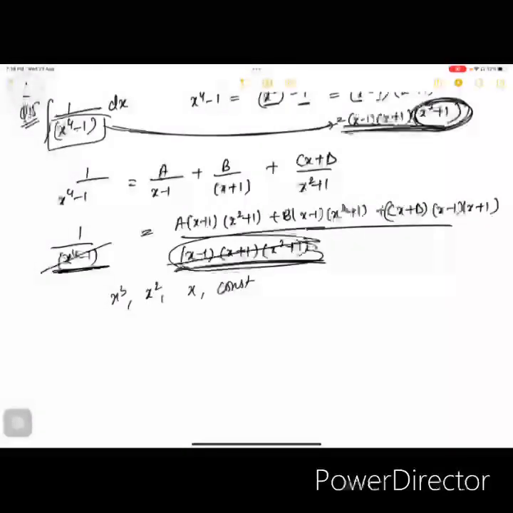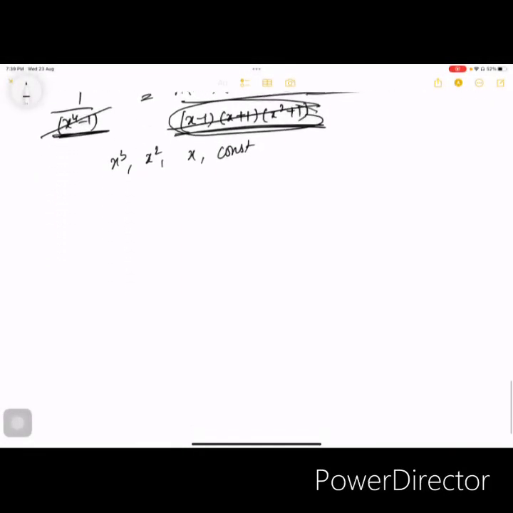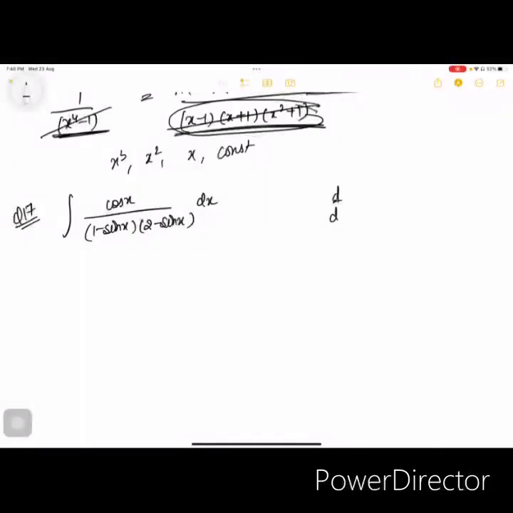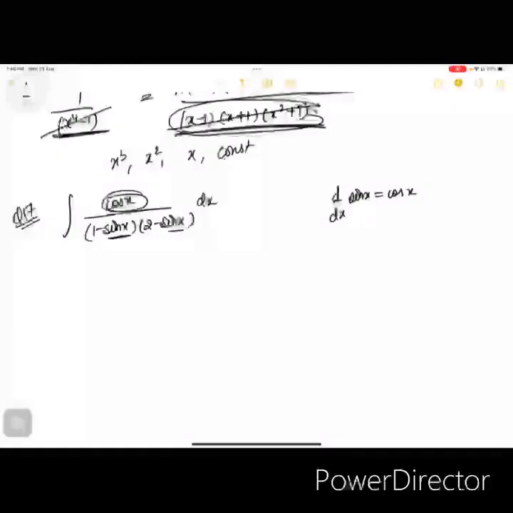Now there is one more question and that is a good question, a different one. Question number 17. This is the only question of trigonometric function in the partial fraction exercise. See, the derivative of sin x is cos x. Sin x is in the denominator, cos x is in the numerator. The derivative of the denominator is in the numerator.